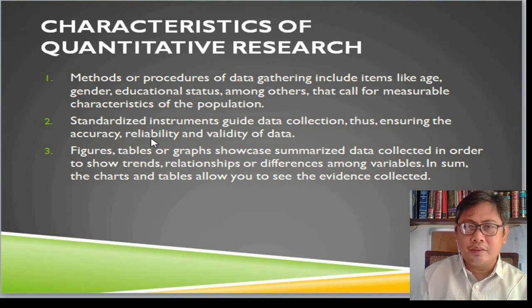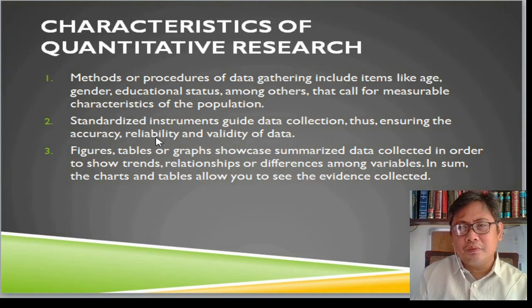The second one is standardized instruments guide data collection, thus ensuring the accuracy, reliability, and validity of data. Standardized instruments like, for example, a metric scale. For example, if you want to determine the height of a person, you need to use a metric scale in inches or in feet or in centimeters. If you wanted to measure the speed of a car, definitely you need to determine the speed by miles per hour or kilometers per hour. So all of these things are used as numbers.